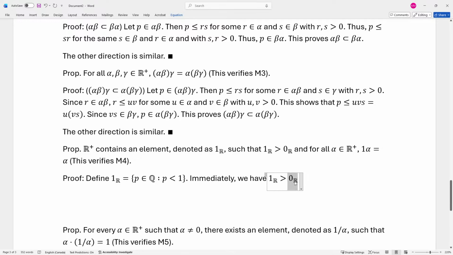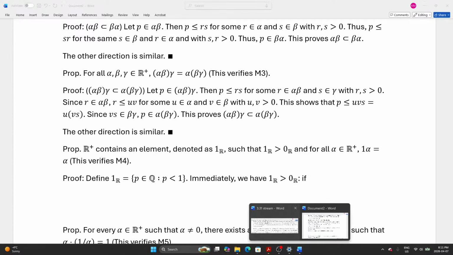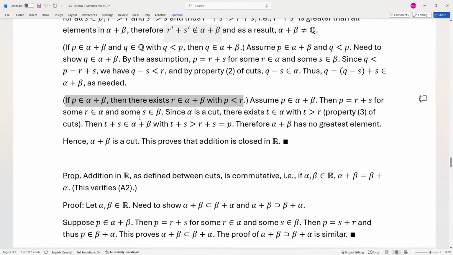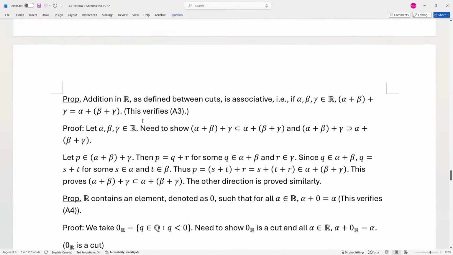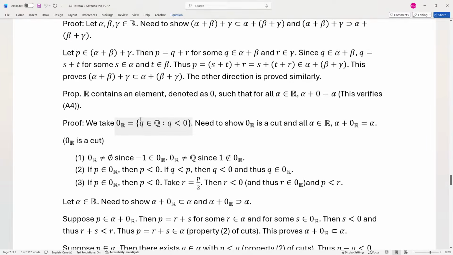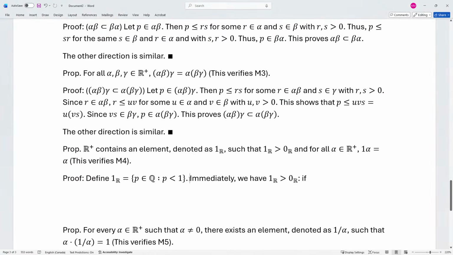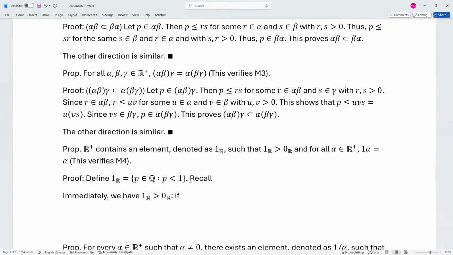So first of all, 0 is in 1. Actually, let's write that. What's 0R, by the way? 0R was something we defined earlier in the last live stream. We're doing A4, the existence of 0 for addition. And 0 is defined as the set of rationals that is less than 0. Right? So this is our definition of 0. Recall, this is our 0 cut.